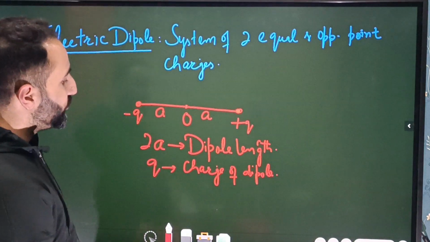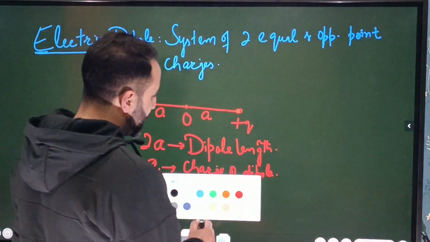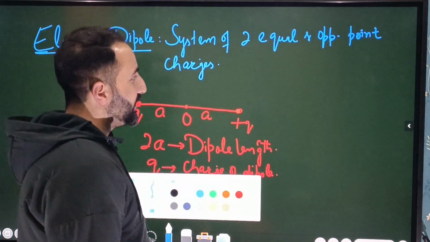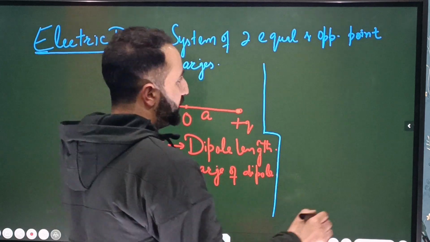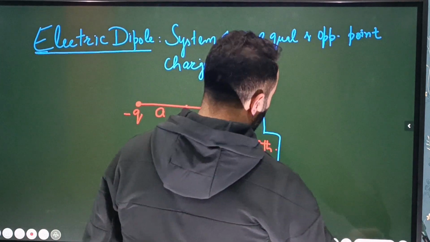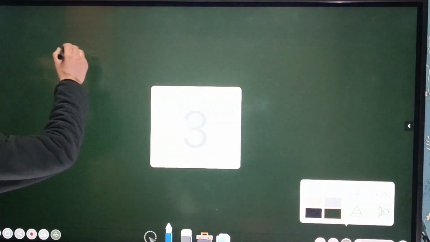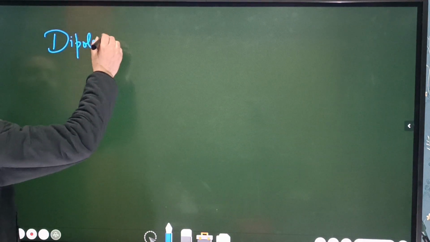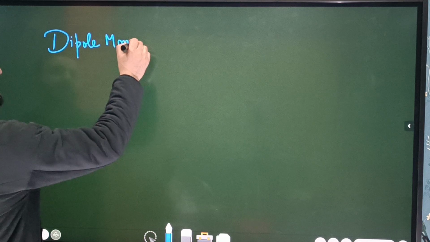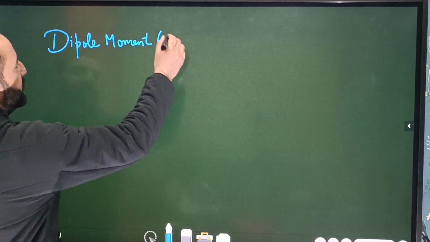Now here I am going to define a physical quantity, and that physical quantity is what we call dipole moment. An important term here, so let me write it down. Dipole moment is a vector quantity and is denoted by p.